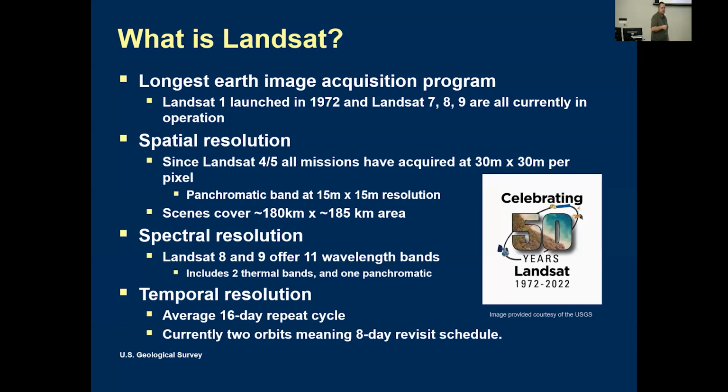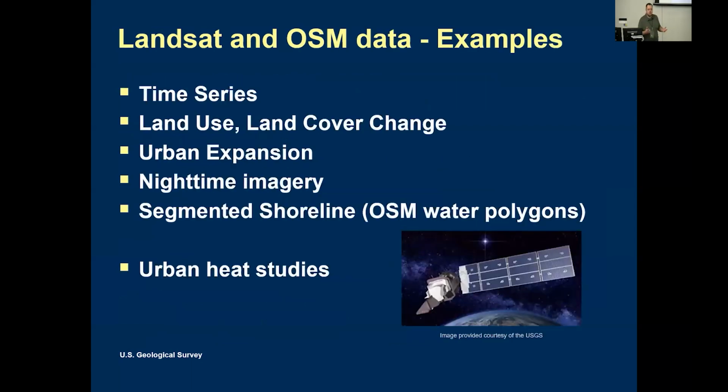For temporal resolution, 8 and 9 are operating opposite each other right now. So the normal 16-day repeat cycle to get the majority of all land surface on Earth is reduced to an 8-day revisit cycle. Landsat 8 will get it, and then 8 days later, Landsat 9 will get it. So what are some use cases where you might use OSM data as well as Landsat?